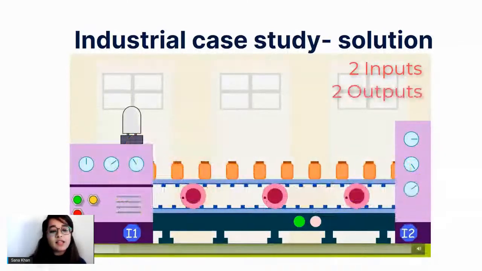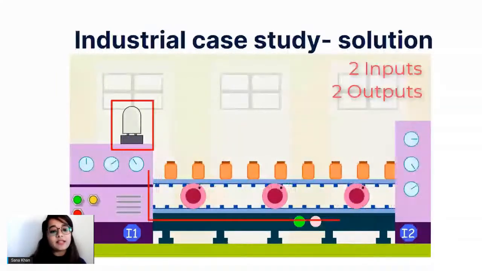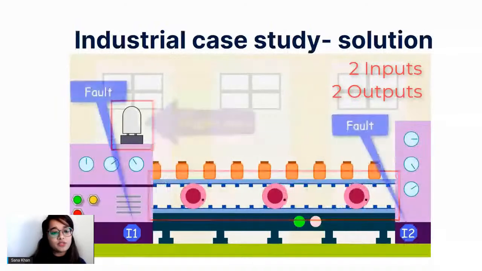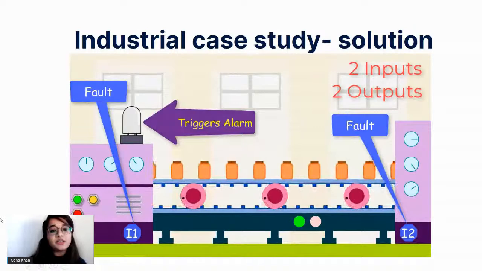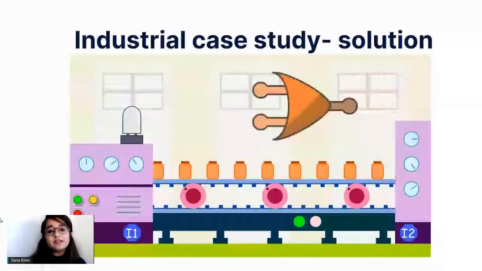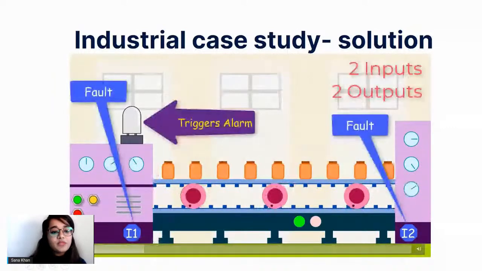And then I would be controlling two outputs, which is the alarm over here, and the second one is the conveyor system, which is present over here. So if there is any fault in I1 and I2, I need to trigger the alarm, and my conveyor belt has to stop.